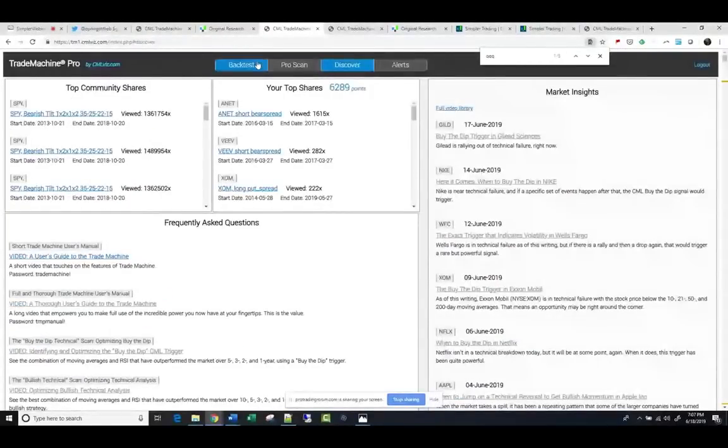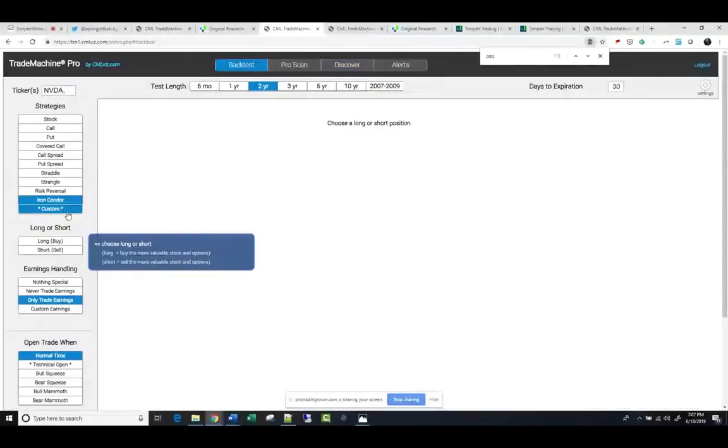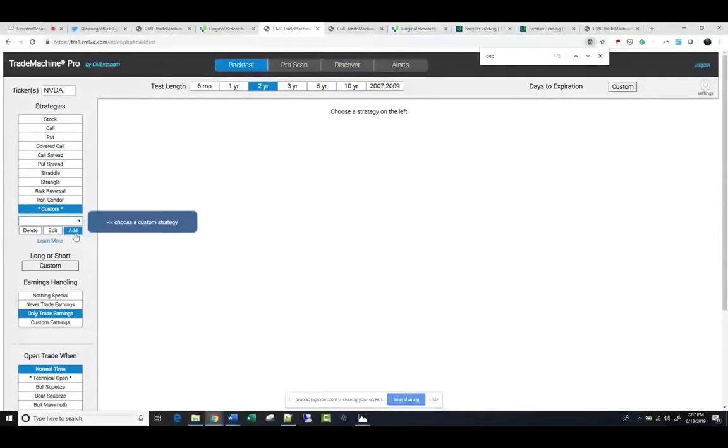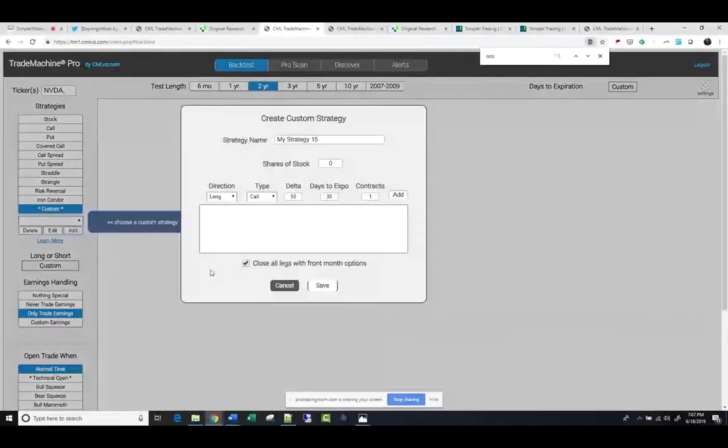I'm sure it's brilliant. You go to the backtest tab, you click custom, and this is how you create a custom strategy. So I'm going to create a ratio for you. This is not a realistic ratio. I just want to show you how to do it. So I'm going to call this silly ratio example. I'm going to go short 50 delta call 30 days out twice.